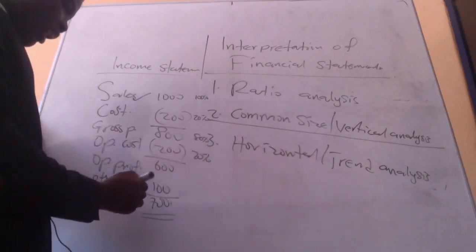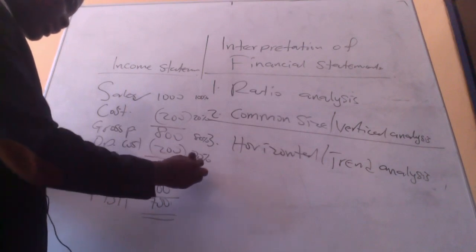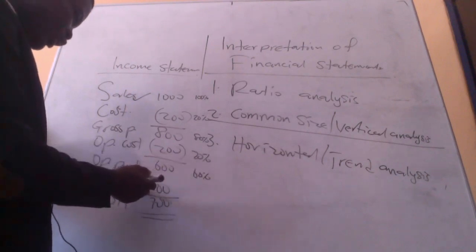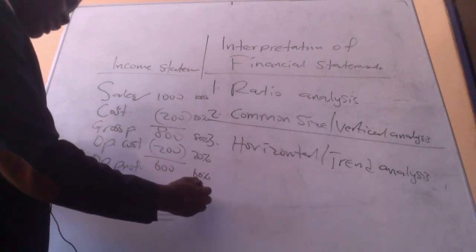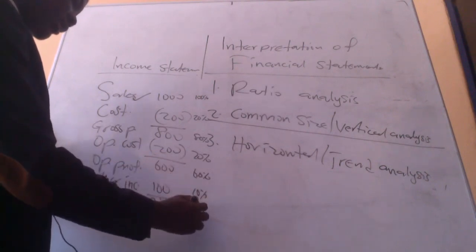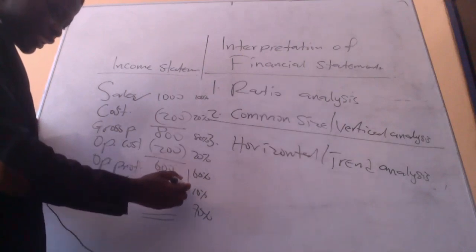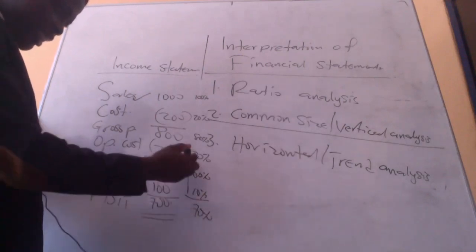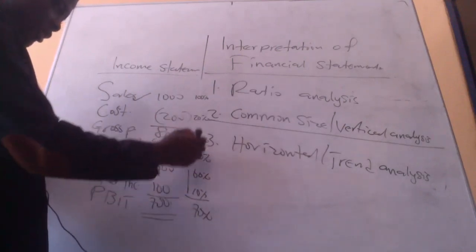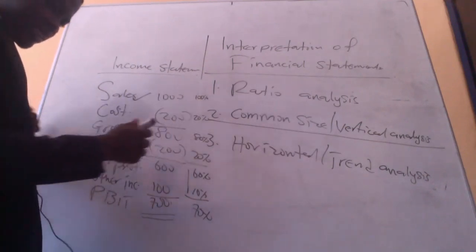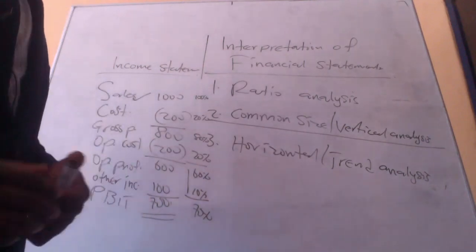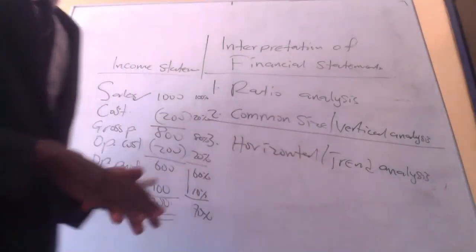20%. And this will probably give us 60%. And this will probably give us 10%. And this will probably give us 70%. You see, the addition of this gives us this, and this of this gives us this, and this of this gives us this. So that's the common size analysis, or the vertical analysis, for each year.